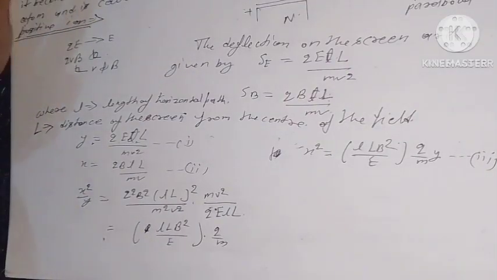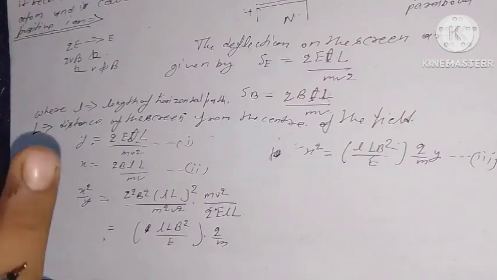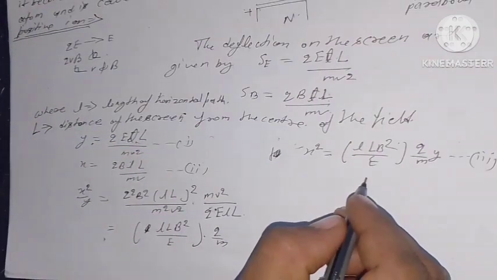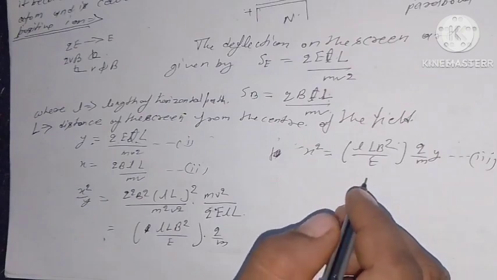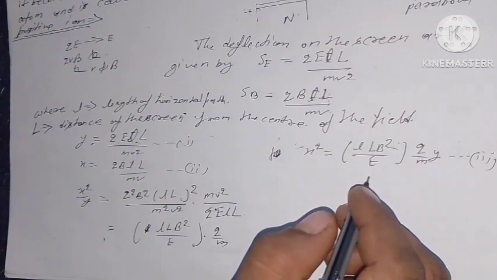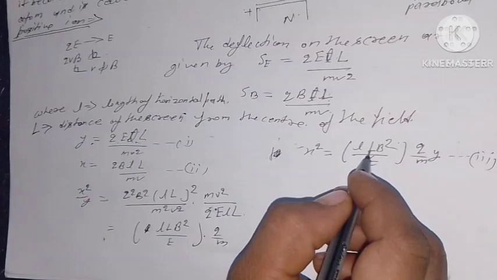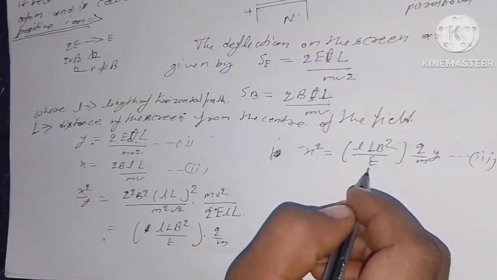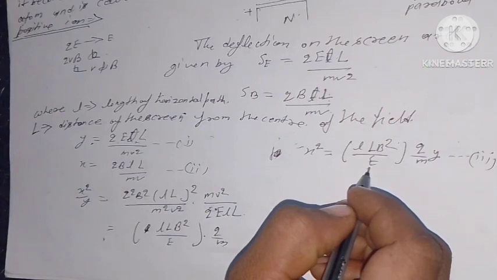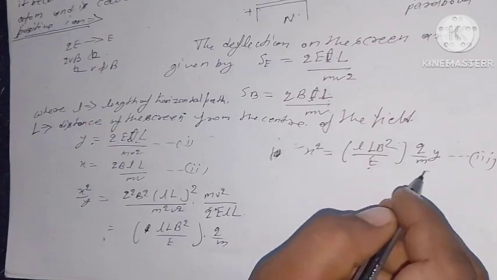This is the equation of a parabola with its vertex at the origin O of the axes on the screen. The parabola is symmetrical about the y-axis. Thus, for constant values of l, L, B, and electric field E, positive ions having the same charge to mass ratio q/m, but moving with different velocities, will lie on the parabola represented by equation number three.